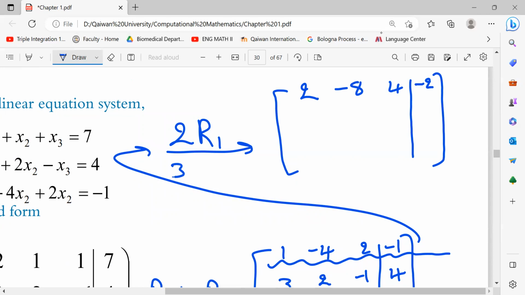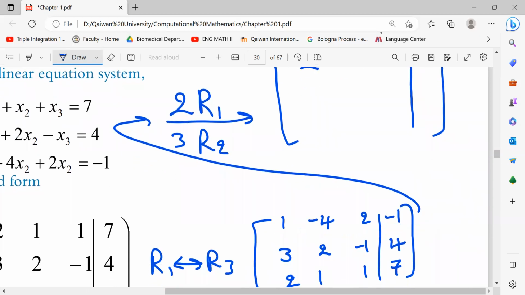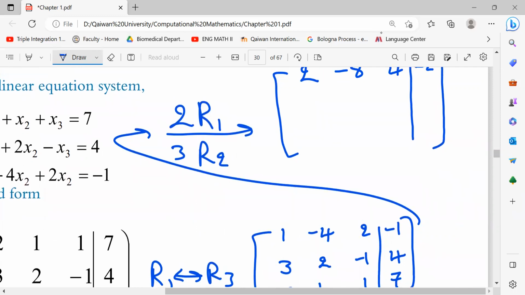Can I do 3R2 also? Yes. You can do it at the same time: you can multiply or divide 2 rows by any number. Then let's divide row 2 by 3. What we get? 3 divided by 3 is 1. Then 2 divided by 3 is 2/3. -1 over 3. Then 4 over 3.